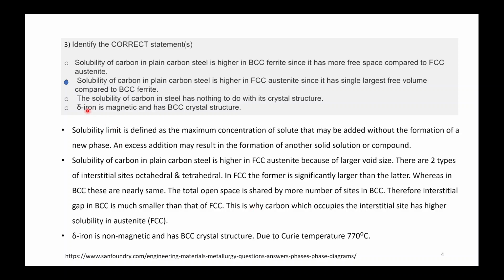As for the statement that delta iron is magnetic, it is not magnetic above the Curie temperature. Above this temperature, steel and iron are non-magnetic. So delta iron is non-magnetic and has BCC crystal structure.